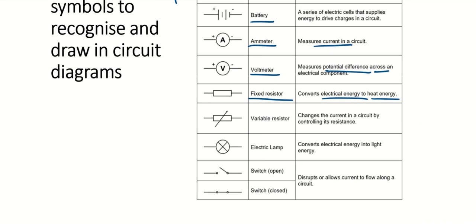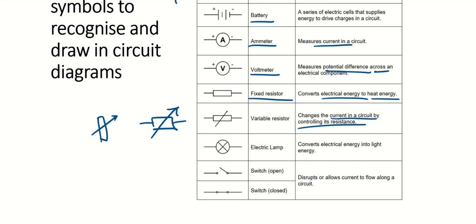Then we have variable resistor. The symbol is almost the same, except that instead of just the triangle, we have an arrow. Okay, it doesn't matter what is the direction. Okay, so I can have this as well as a variable resistor. Now, what is the function of this? It actually controls the current in the circuit, okay, by changing its resistance. So the amount of current flowing in the circuit can be controlled by using a variable resistor.